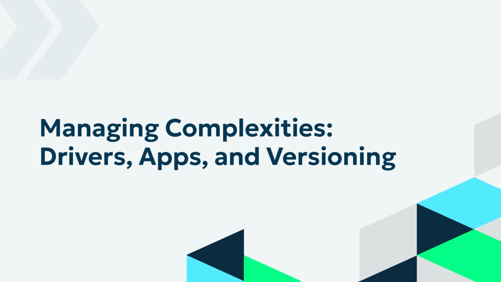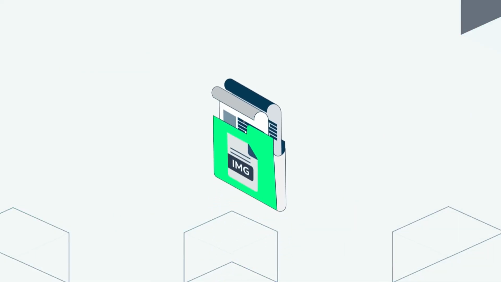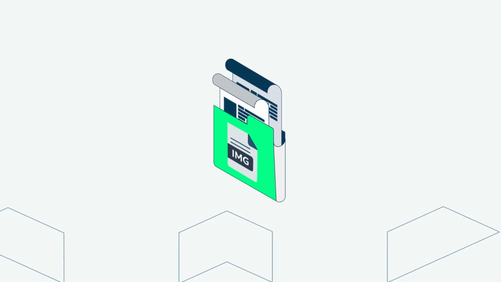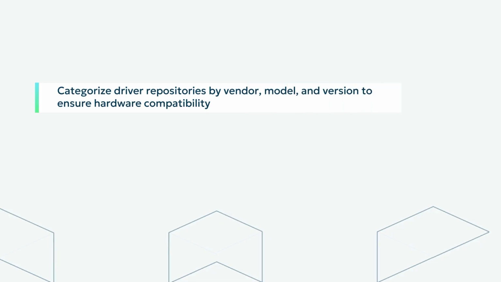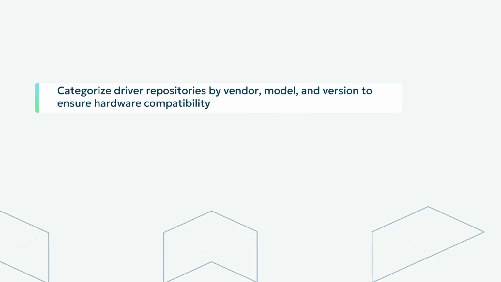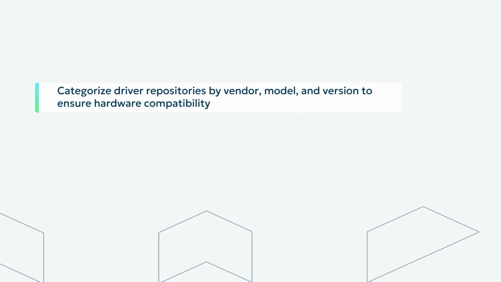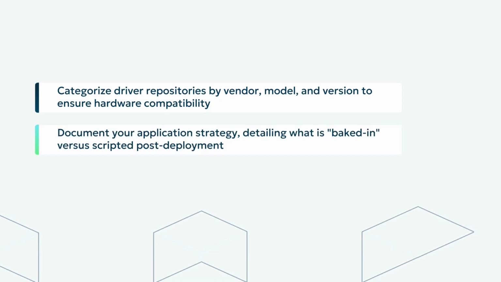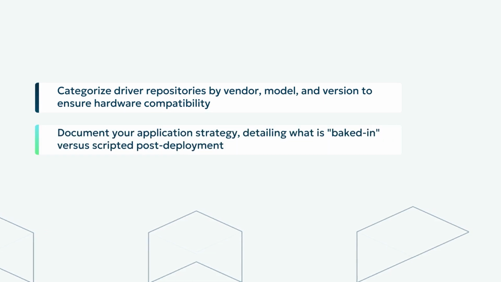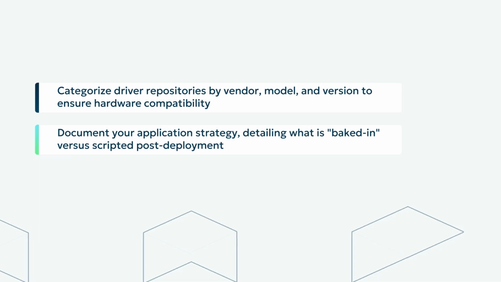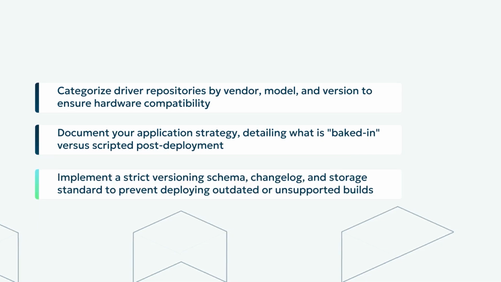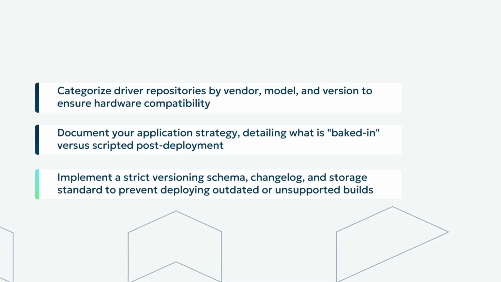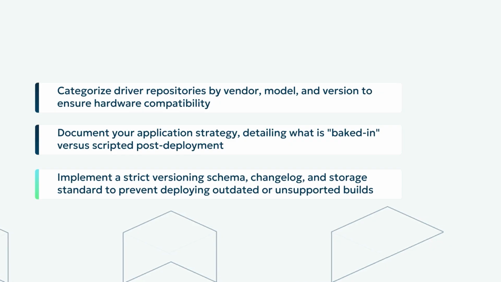Managing complexities, drivers, apps, and versioning. Complexity is the enemy of scalability, so keep your Windows imaging documentation organized. Categorize driver repositories by vendor, model, and version to ensure hardware compatibility. Document your application strategy, detailing what is baked in versus scripted post-deployment. Implement a strict versioning schema, changelog, and storage standard to prevent deploying outdated or unsupported builds.